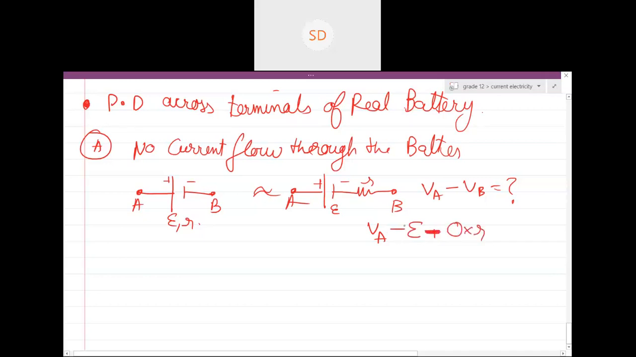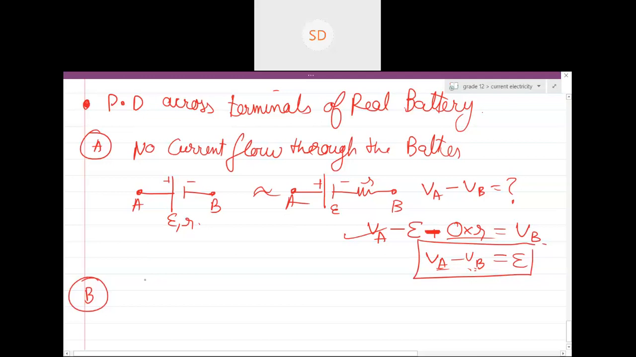Can you see the current was 0? That was 0 multiplied by R is equal to VB. So can you see from here, VA minus VB is equal to E. Can you see the potential difference between 2 points is given by open circuit KVL? Now you understood it better? A little bit better. We'll do some more questions.